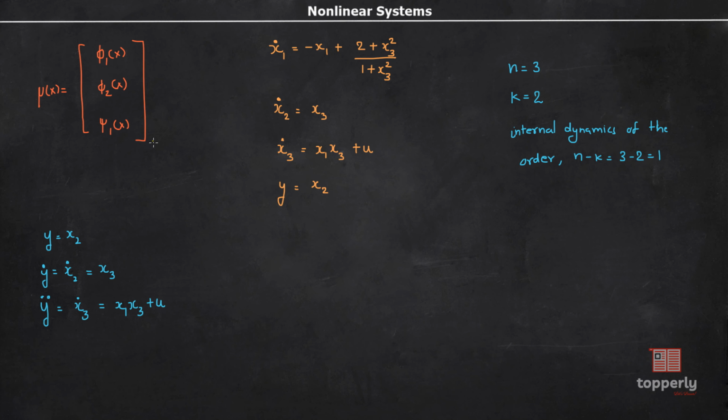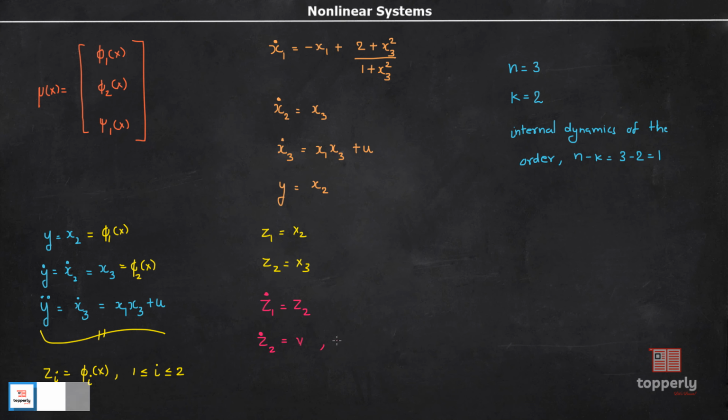Okay, we usually define phi 1 of x as y and phi 2 of x as y dot, and also set zi equal to phi i of x, where i lies in the range 1 less than or equal to i less than or equal to k, and k is equal to 2. Therefore, we have z1 equal to x2 and z2 equal to x3. And we have here z1 dot equal to z2 and z2 dot equal to v, by setting u equal to v minus x1 x3.